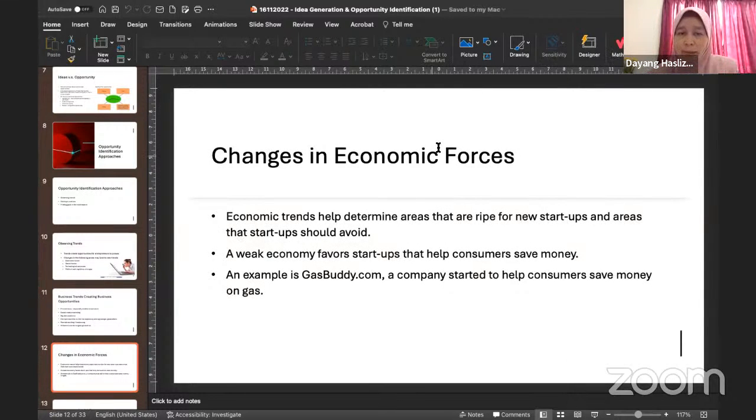So this is what I mentioned just now, changes in the economic forces. Economic trends can help determine areas that are good for new startups or that startups need to avoid. You can learn this from looking at economic data. For example, if the market is growing, then you can go into more luxurious kinds of businesses. But if the economy is doing not so well, then we should go for where people can save money, for example, more basic necessities. So a weak economy favors startups that help consumers save money. For example, GasBuddy, a company that helps with carpooling kind of thing.